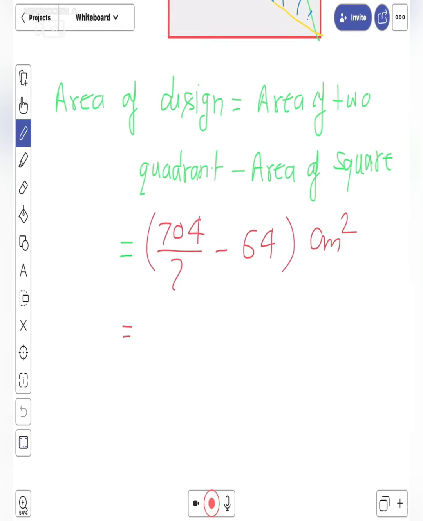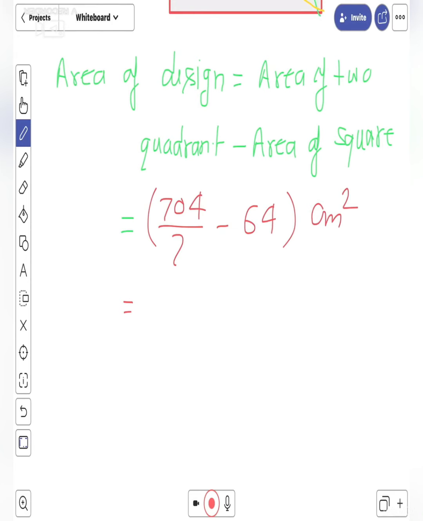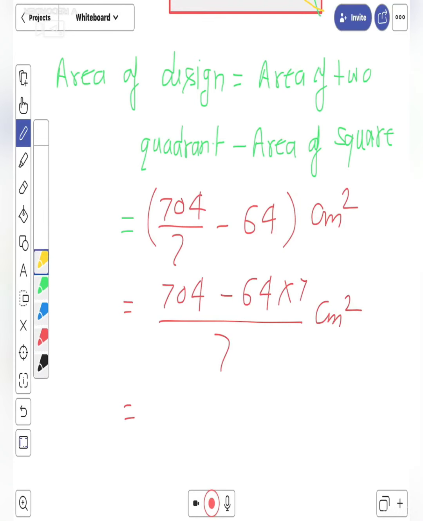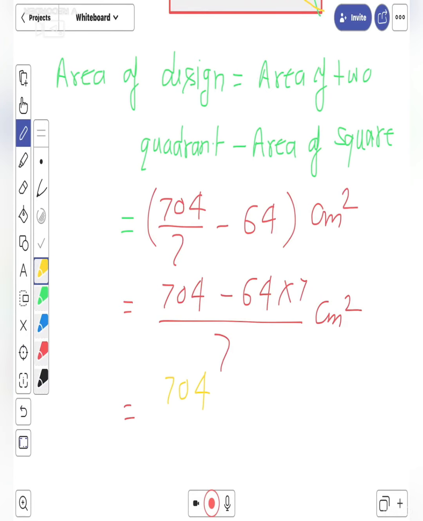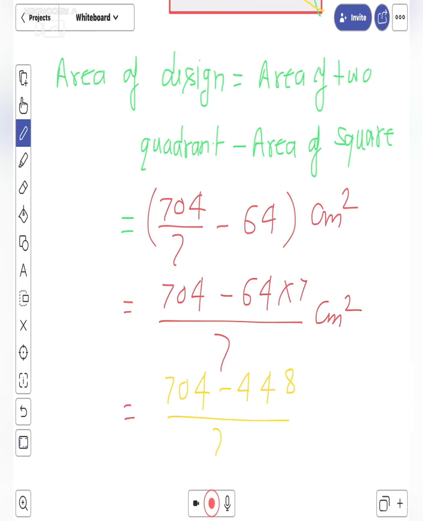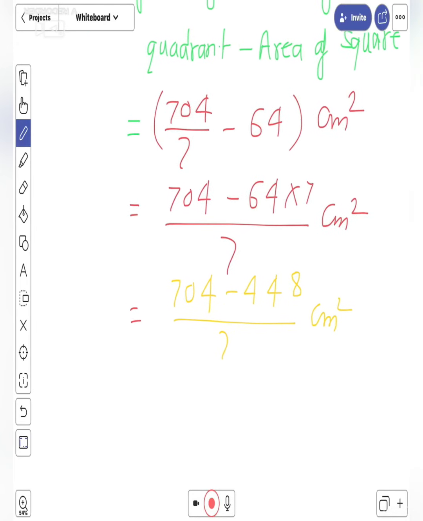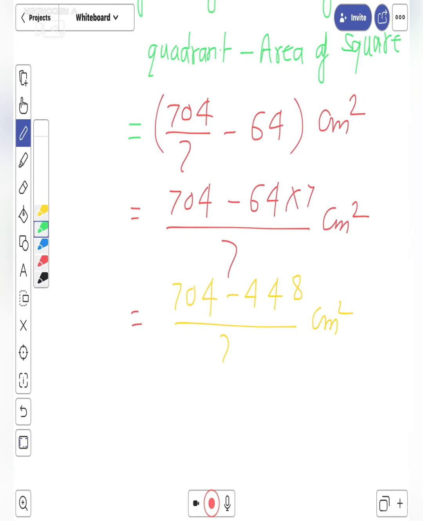So what you will get, now you can take the LCM. So this is 704 minus 64 into 7 divided by 7 centimeter square, and when you multiply it, you will get 704 and 7 4s are 28, and 7 6s are 42 and carry 2, that is 44, and here is the negative sign, divided by 7 centimeter square. So if you subtract, then what do you get here?